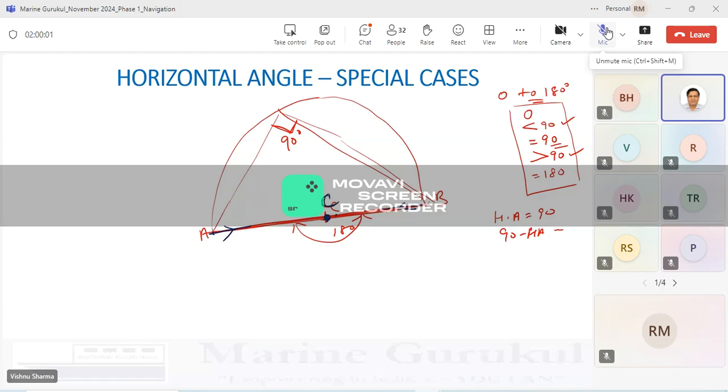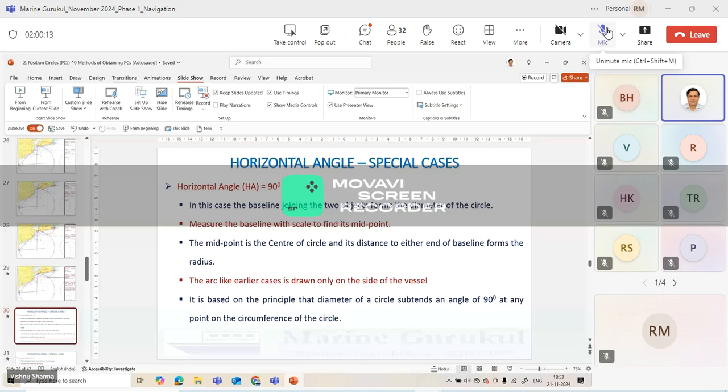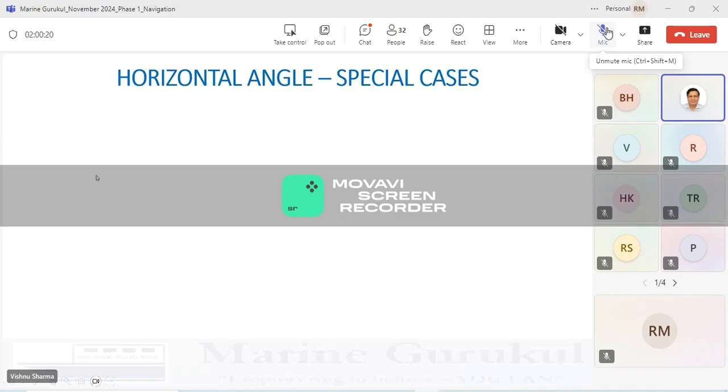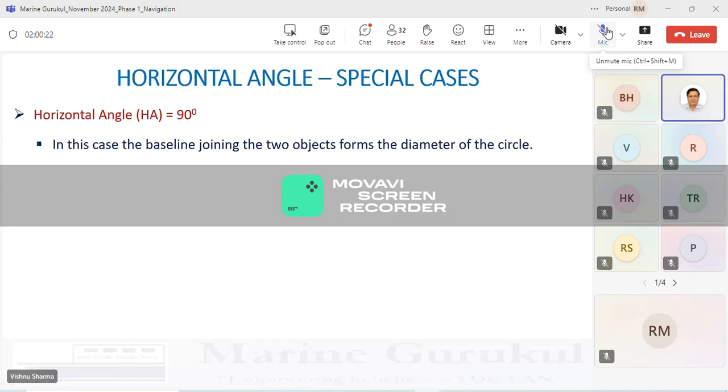Ship cannot be on both sides of the baseline, so you have to draw it only on the side of the ship. So the special case is if the horizontal angle is equal to 90, then the baseline is the diameter. Then the baseline is the diameter of the circle. You can find the center and close it out.